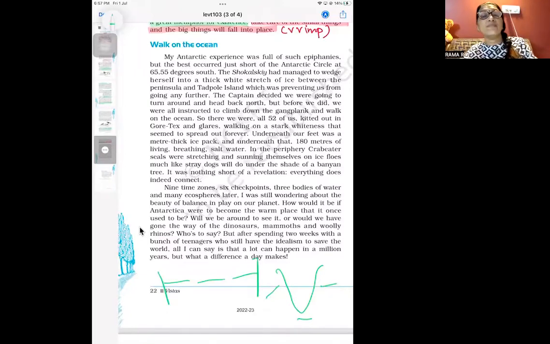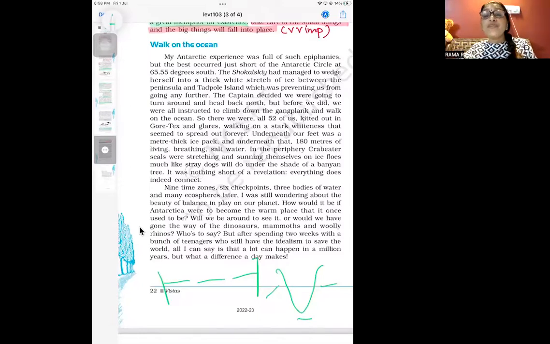they started walking. So there were 52 kitted out in Gore-Tex and glares, walking on a stark whiteness that seemed to spread out forever. चारों तरफ उनको दूर दूर तक सिर्फ एक ही चीज दिखाई दे रही थी, और वो था सिर्फ आइस. Underneath our feet was a meter thick ice pack, and underneath that 180 meters of living breathing salt water. ऊपर आइस की परत, नीचे ओशियन.